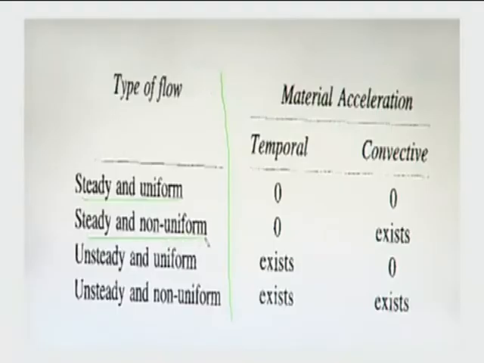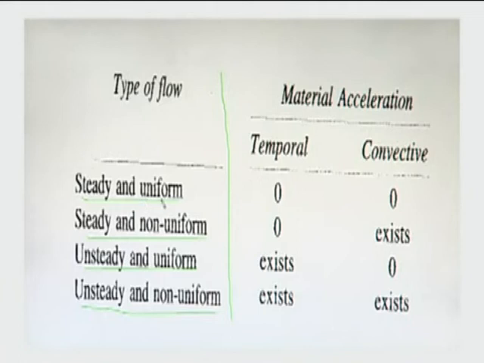So, to understand temporal and convective acceleration further, suppose we have a fluid flow where we have a steady and uniform flow, steady and non-uniform flow, unsteady and uniform flow, and unsteady and non-uniform flow. Then what happens to temporal, meaning del u over del t, and convective, meaning u del u over del x plus v del u over del y plus w del u over del z? This material acceleration is the summation of temporal plus convective.